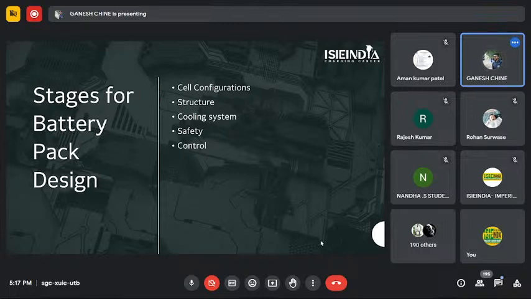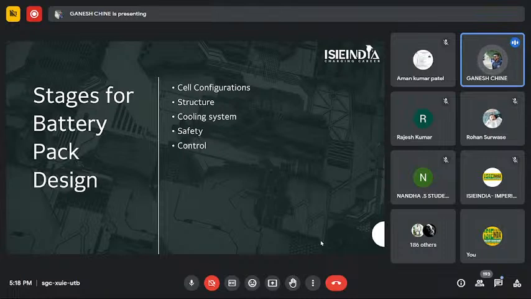Safety means every battery pack will be safe from short circuit and overcharging and discharging. For that safety, we use the BMS system, and also for control, we use the BMS system. From the BMS, we get various data.